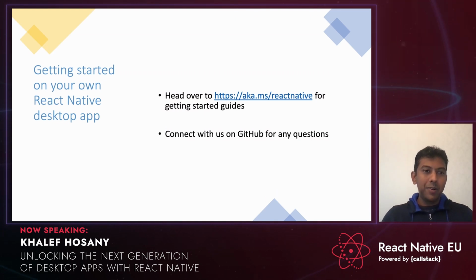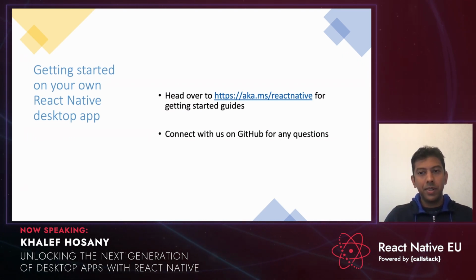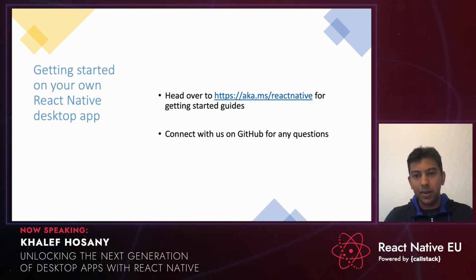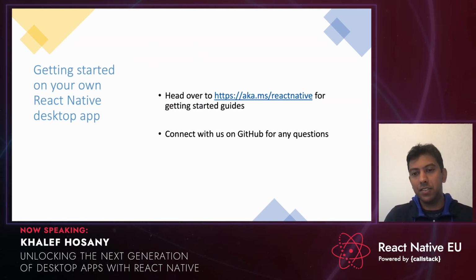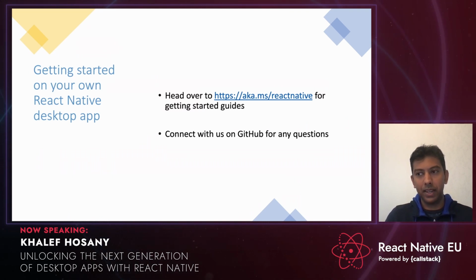And so, how do you get started writing your own React Native applications? The first thing you want to do is head over to aka.ms/React Native, and we have a bunch of getting started guides there. You can start writing an app from scratch, or you can port an existing app that you have for Android or for iOS over to Windows and macOS. And we'd be very happy to hear how your experience is and what are the things that you've been able to do. So you can always connect with us on GitHub if you have any questions as well that we can help you with.